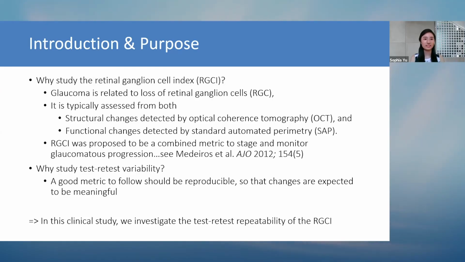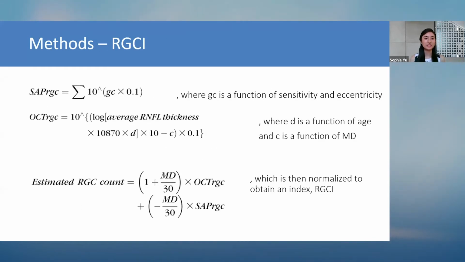The Retinal Ganglion Cell Index, or RGCI, is a combined metric created by Felipe Medeiros to allow monitoring of glaucoma across the different stages. Any metric that we want to use for follow-up should have good repeatability and reproducibility. So we set out to study the test-retest repeatability for this new metric using retrospective data. The methods to estimate ganglion cell counts from functional and structural tests have already been published in the literature. Basically, the insight of RGCI is to combine these in a way that accounts for the stage of disease and then to normalize it. This provides a combined metric that can be used across all stages of disease.